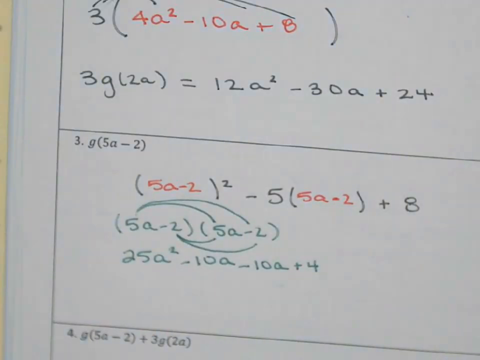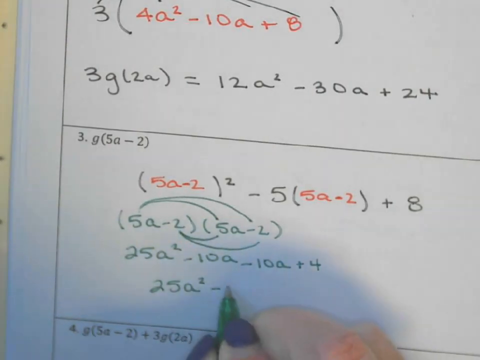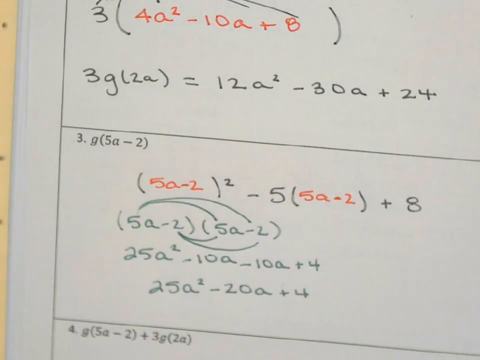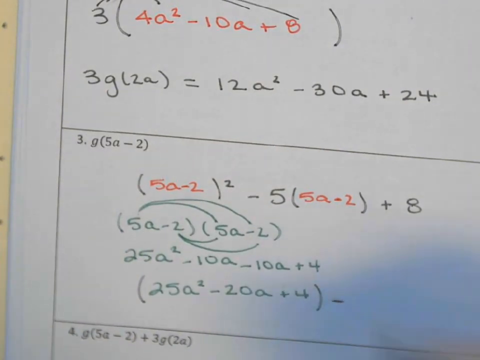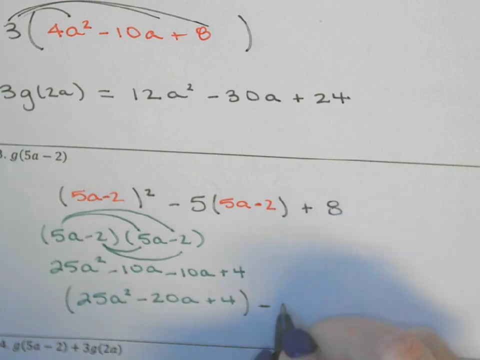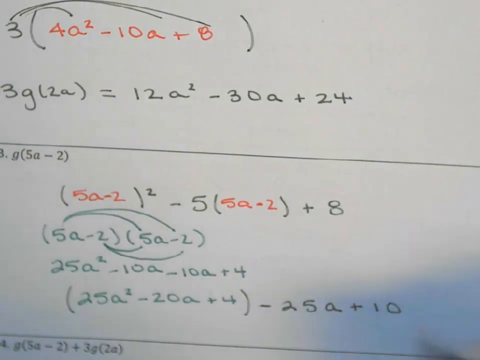I'm going to combine like terms. 25a squared minus 20a plus 4. That's what that first term turned into when we squared 5a minus 2. Minus, we still have this term here, which I can distribute, minus 25a plus 10. And then I still have that plus 8.